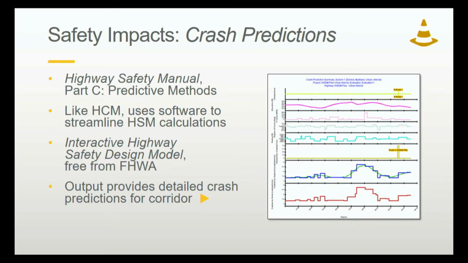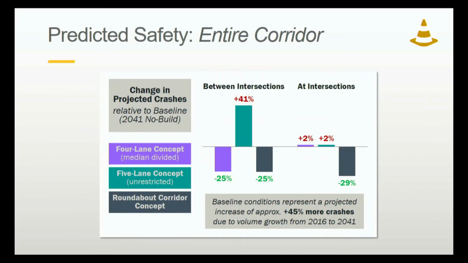But the output actually provides detailed breakdowns of data, the expected rate of crashes for each intersection and each segment, which we can aggregate along the entire length of the corridor. It also gives breakdowns by severity if that is a concern as well. So let's take a look at how we aggregated that along the entire corridor. This is the only figure we showed them about predicted crashes.